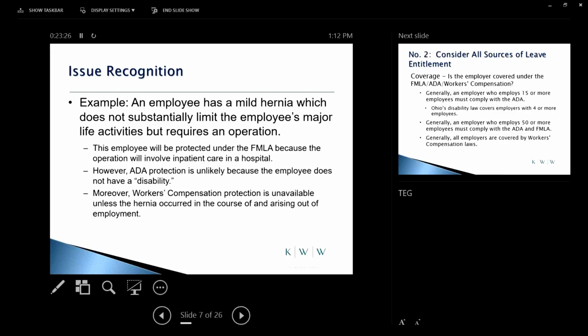Then you have to ask, well, does the ADA apply to that situation? And the mild hernia that is properly repaired through an operation probably does not rise to the level of a disability under the ADA. So you're not likely to have to accommodate that after they return to work. And then obviously with workers' comp, the question would be whether or not the hernia occurred in the course and scope of employment, at least under Ohio law, that would be the standard, or whether it was substantially aggravated at work, even though there was a pre-existing non-work related condition. So again, that's just an example of where you have to look at each statute and determine whether it applies, and then make sure you afford the protections of those statutes that do apply.